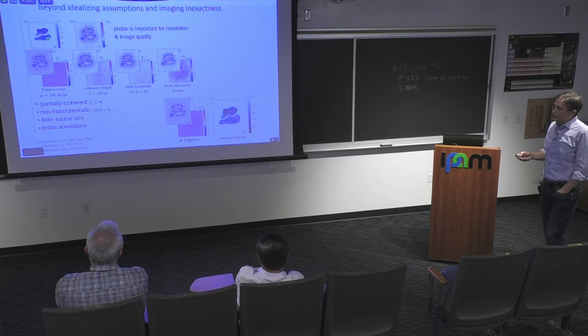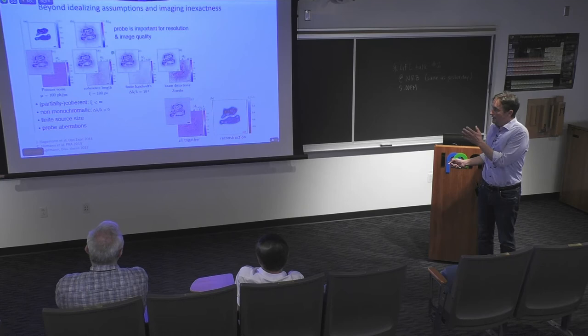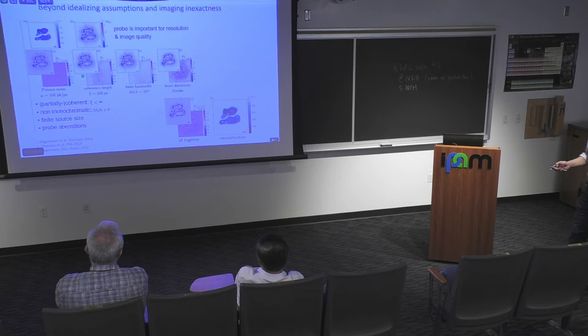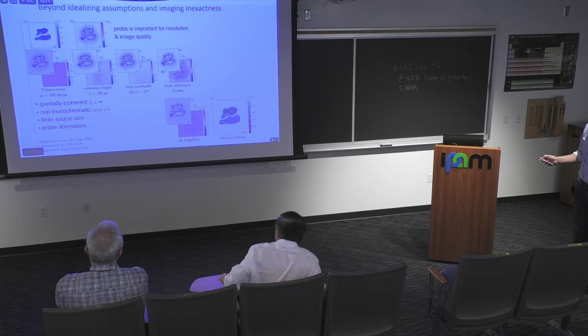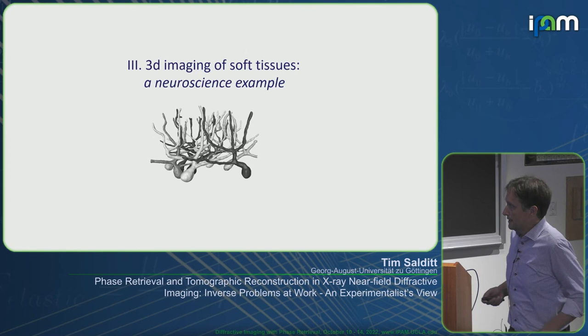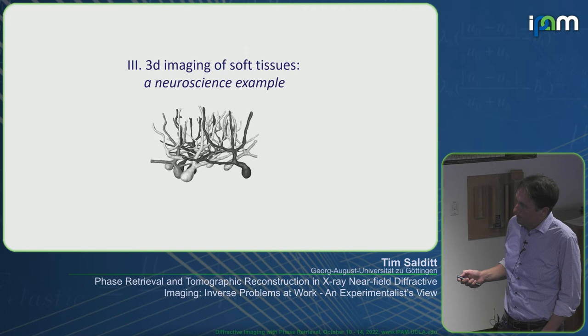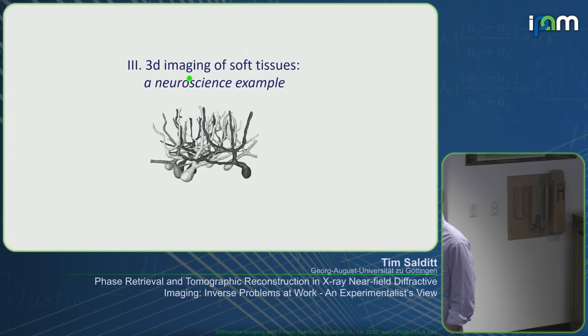But you can try to work on each of these real-world frontiers. For instance, coherence by using more modes and so forth, and distortions by reconstructing whatever distorts your sample. And that continues to be an important part of our work. So all of these developments, where does that bring us now? Let's look at a current example, 3D imaging of soft tissues.